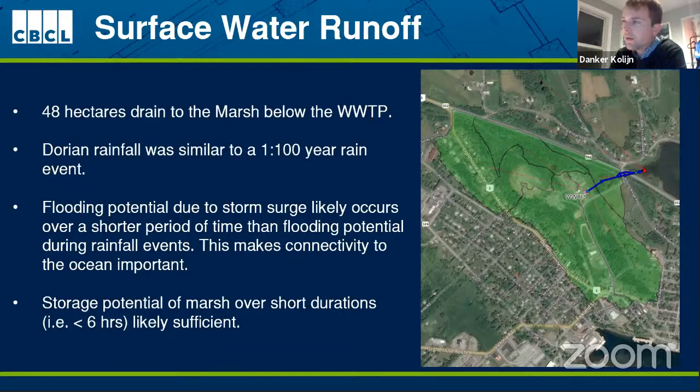And Dorian had a lot of rain. So we found that Dorian had a 1 in 100 year rainfall event. So a huge amount of rain in a short period of time. Now, the watershed for the wastewater treatment plant is relatively small.